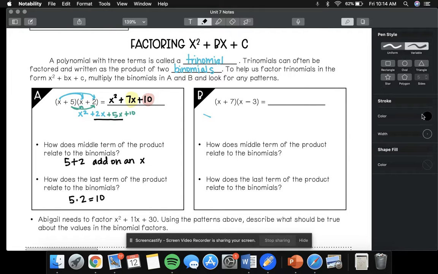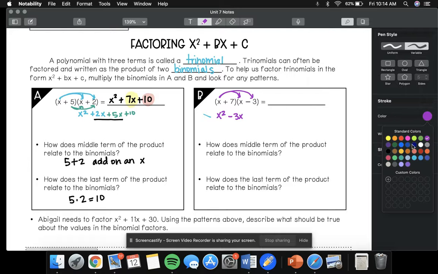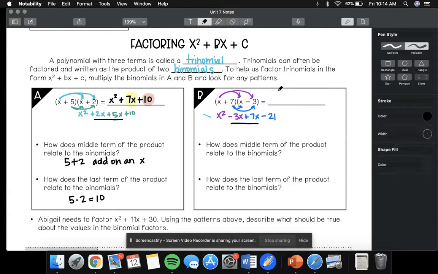So we'll do another problem. Now we have x plus 7 times x minus 3. We're going to do x times x. We're just going to simplify to look for patterns. Then x times negative 3, which is negative 3x. Now we'll do 7 times x. Then 7 times negative 3, which is negative 21. And then finally, we will combine like terms. So we get x squared plus 4x minus 21.